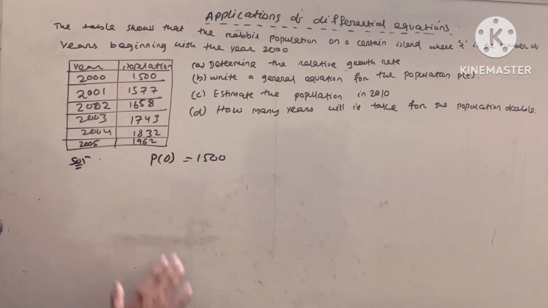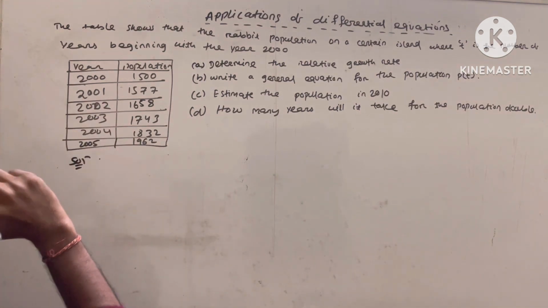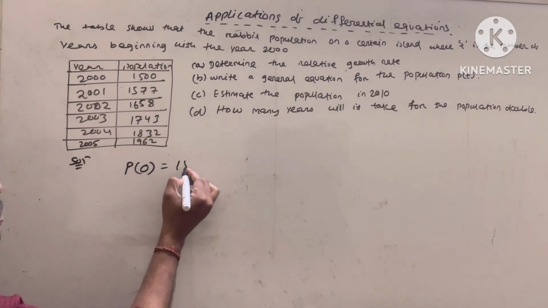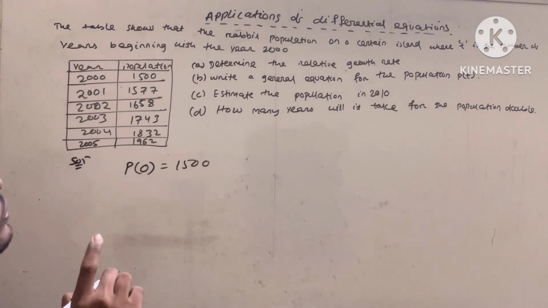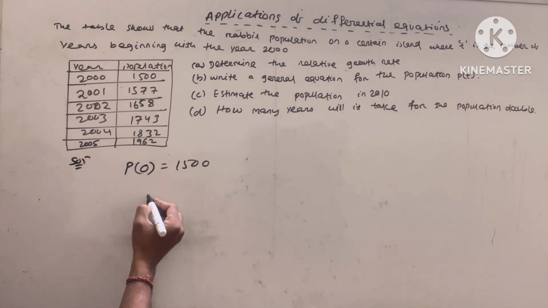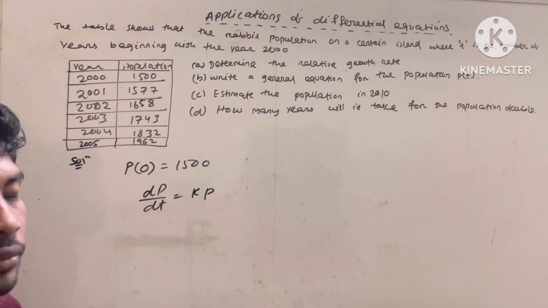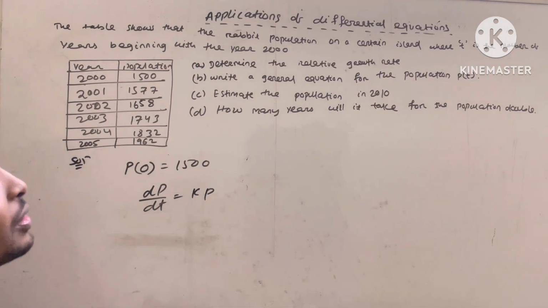Let us see the solution of the given problem. First of all, we have to solve the second part, and then go further. That means you have to find the general solution. Here, P of 0 is 1500. Since it is a growth model, we write the equation dp by dt is equal to kp.